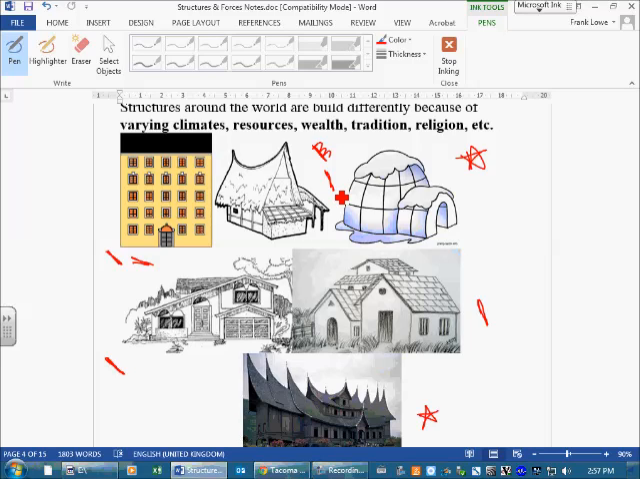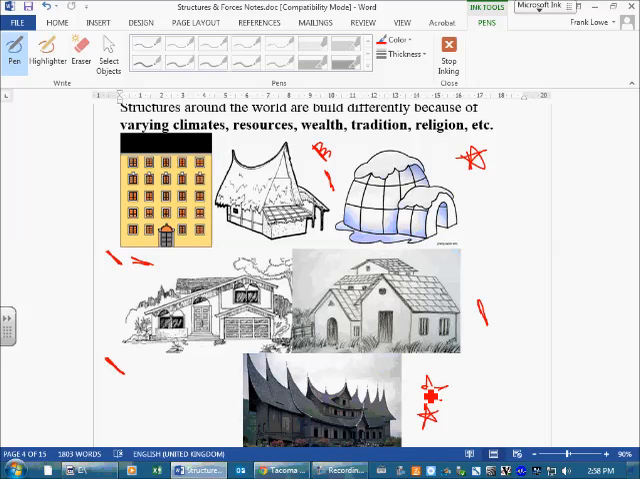Also traditions. This is probably the most obvious one to look at for traditions. I'm not sure that that's a home. I think it's some kind of gathering building, whether it's associated with religion or just cultural, I'm not sure. But when we take things into consideration like religion, traditions, all those elements of culture, that will influence how buildings are created as well.